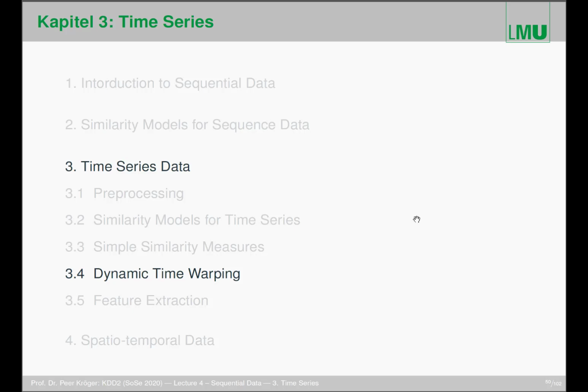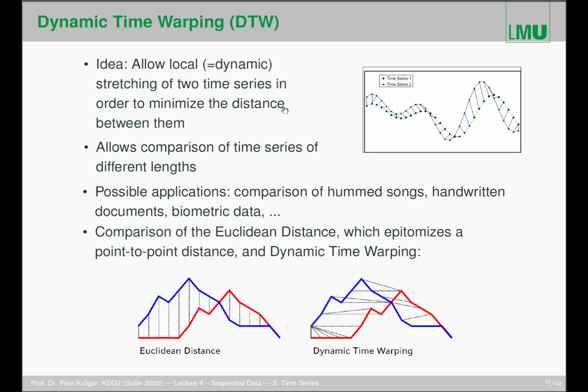Yeah, so next is dynamic time warping. Dynamic time warping now allows at least local stretching along the time axis, in order to minimize the distance between two time series. And it also allows comparison of time series of different length, of course.